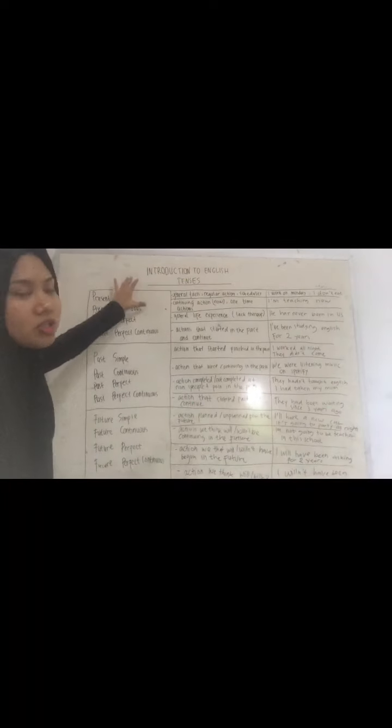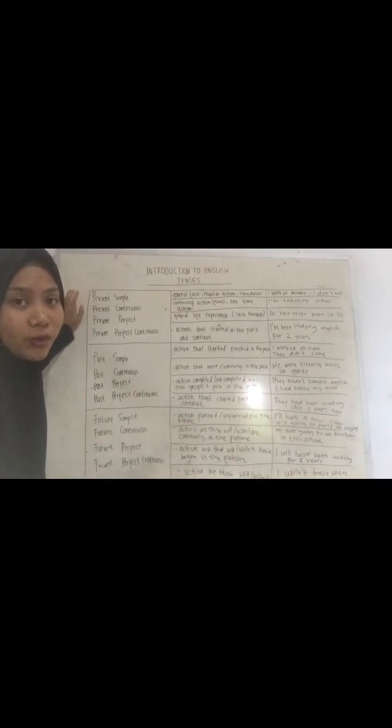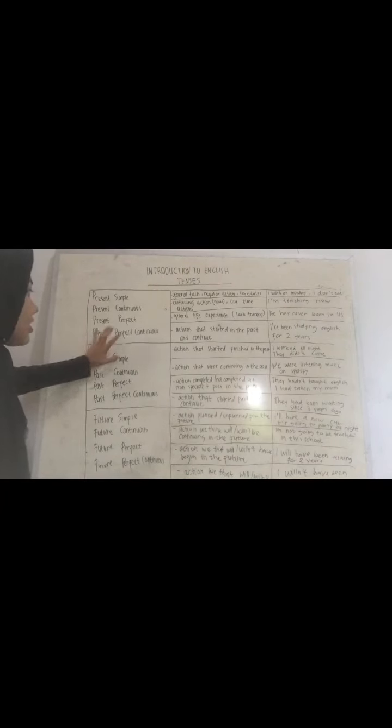Let's go, we start. Okay students, I really want all of you to look at the whiteboard, because I want to teach you how to use and understand the introduction to English tenses. For today's lesson, I have organized it into three parts. The first is the present, the second is the past, and the last is the future. So let's start with the present. The present has four categories: present simple, present continuous, present perfect, and present perfect continuous.